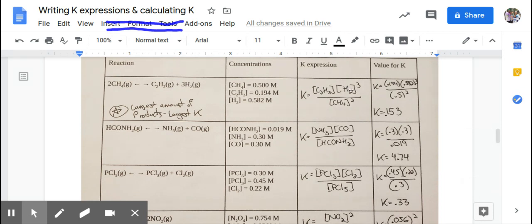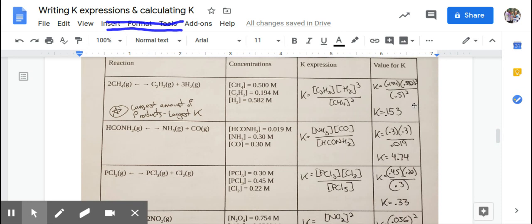So if you look at this first problem here, 2CH4 in equilibrium with C2H2 plus 3H2, here's the K: C2H2 times H2 cubed over CH4 squared. There's your K expression. And then you're going to plug the values in. Here are the values right here. C2H2 is 0.194. H2 is 0.582 cubed over CH4, which is 0.5 squared.